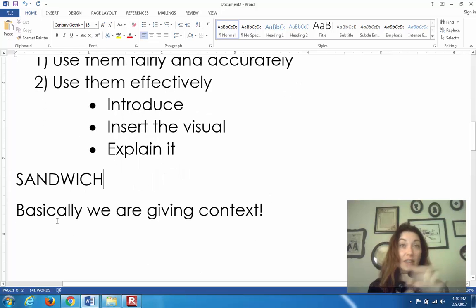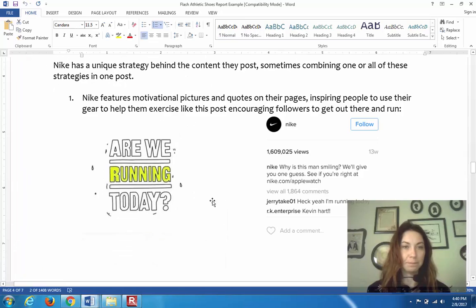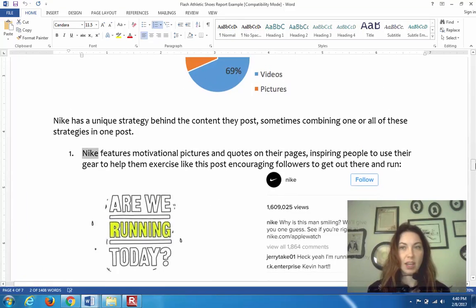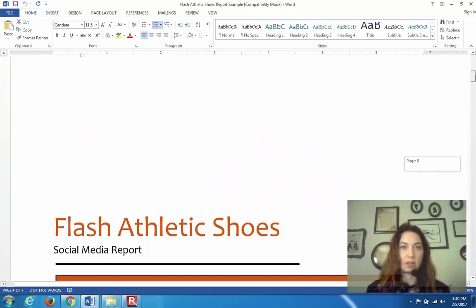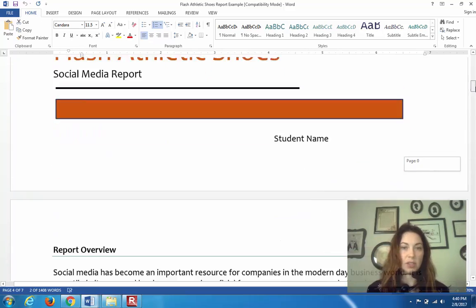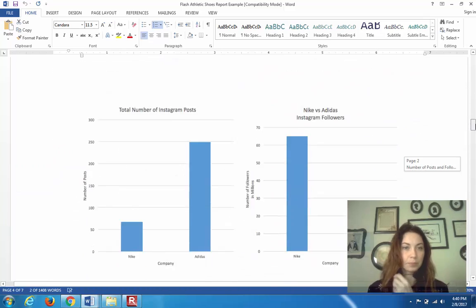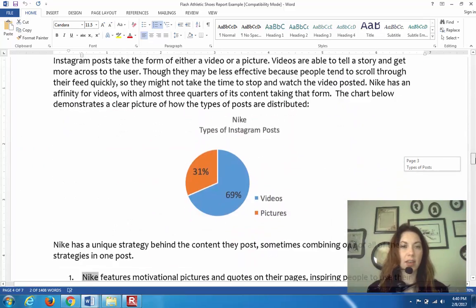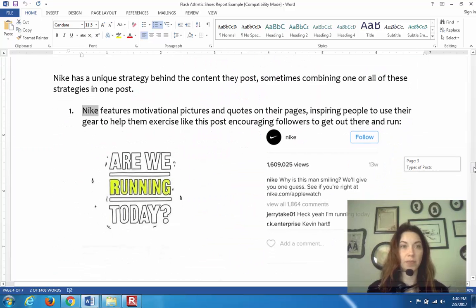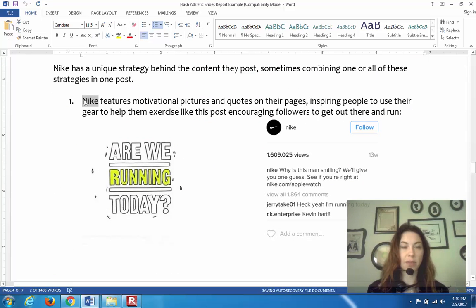What you're basically doing is giving a complete context for the visual. So let me show you what this looks like. In this student example, someone is analyzing Nike's use of Instagram. And so they're going to give examples of different types of posts. So here we have the example, but let's look for the introduction, the picture, and hopefully some sort of explanation. So it says Nike features motivational pictures and quotes on their pages. Like this post, encouraging followers to get out there and run.